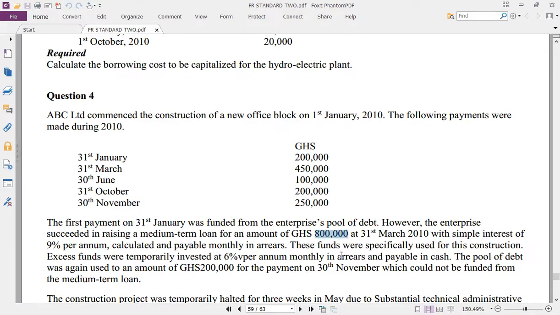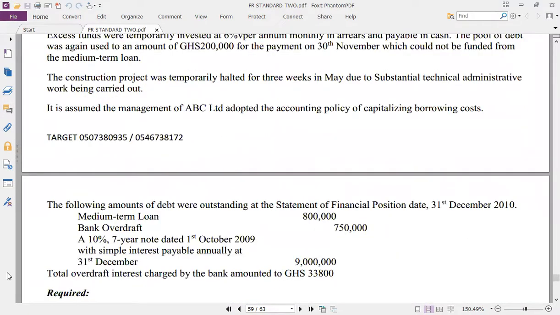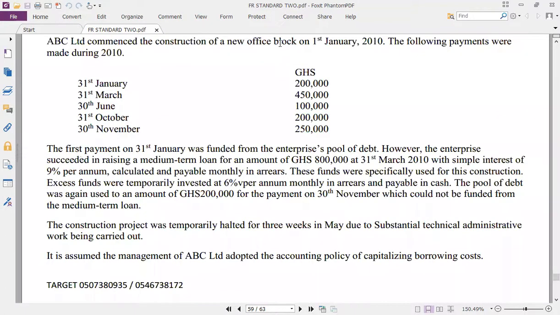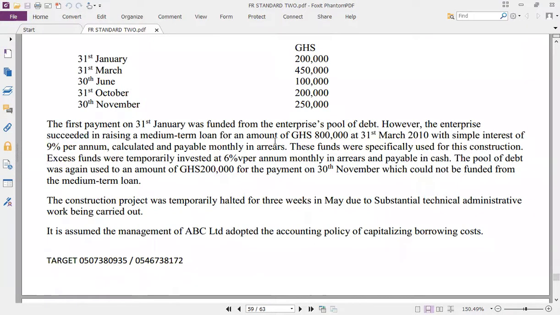Okay, so the reason why we did not add the medium-term loan is that this medium-term loan was the one that we raised for a qualifying asset. You don't need to touch it in calculating the weighted average cost of capital or the capitalization rate. So 31st March 2010. We calculate from 31st March up to the end of the year.